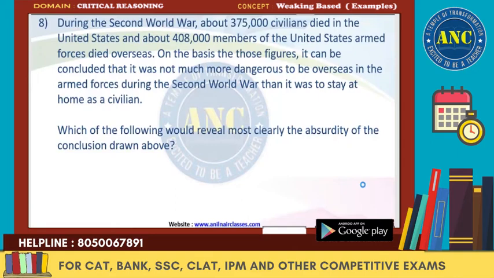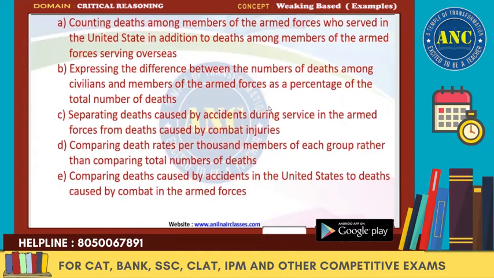Now, concluding from the similar numbers of deaths in these two groups that the relative danger of death was similar for both groups is absurd, especially if one group was far smaller. So let us look at the options. Look at option D. Comparing death rates per 1,000 members of each group rather than comparing total number of deaths. Now, this option exposes that absurdity by pointing out the need to compare death rates of the two groups, which would reveal the higher death rate for the smaller group, therefore D would become the best answer.